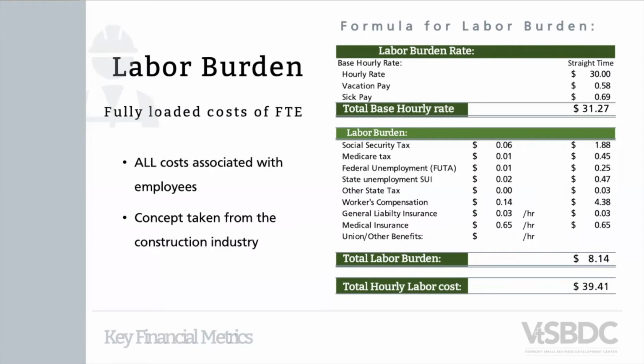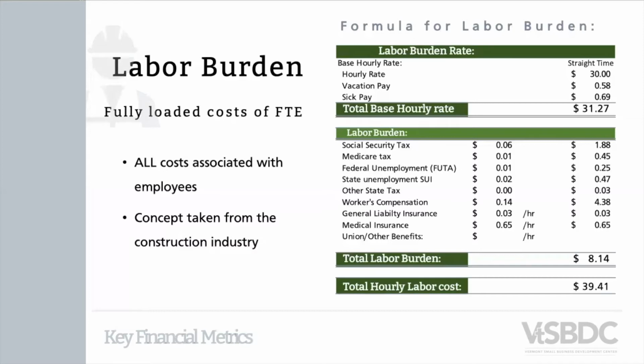The base hourly rate is $30. Vacation pay per hour is 58 cents. Sick pay per hour, 69 cents. And this gives you your total base hourly rate. Wow, right? We started off telling an employee they only cost $30 an hour. But wait, there's more. You have to apply the labor burden, the other cost of having an employee.